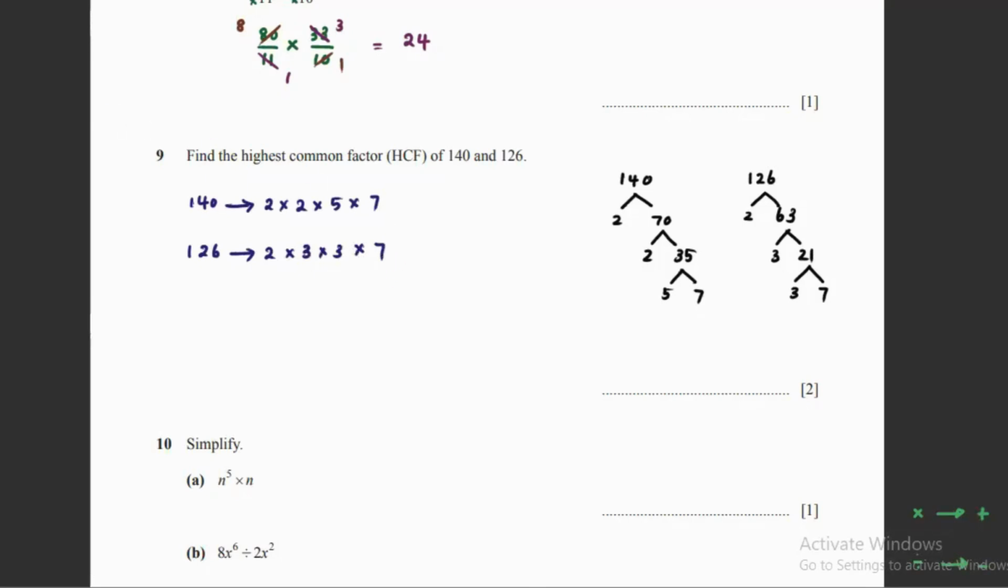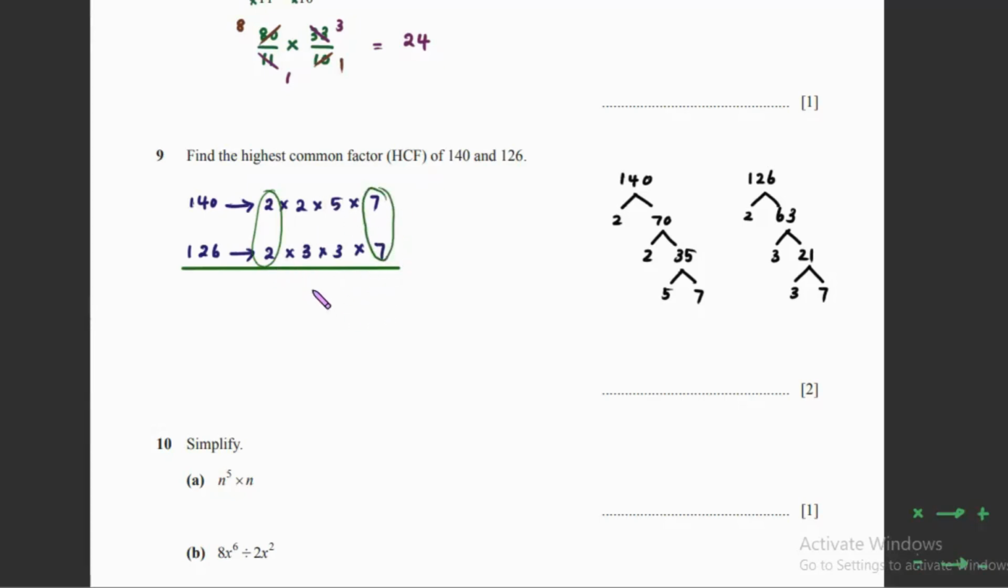Now, if I'm to find the highest common factor, I need to start making groups. So in this case, we have 2 and 2, so that makes a group. We do not have any more 2's in 126 to make a group with this 2. We do not have any 3's in this 140 to make a group, so we can skip that. It's the same with 5 as well. So the next group can be formed using the 7's.